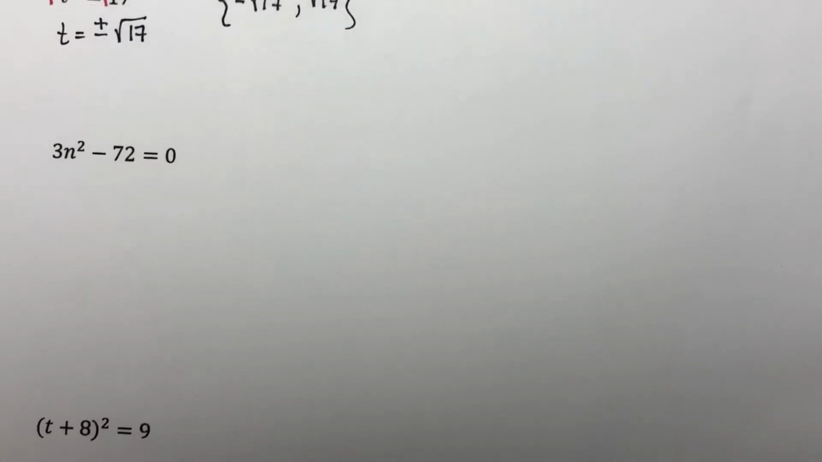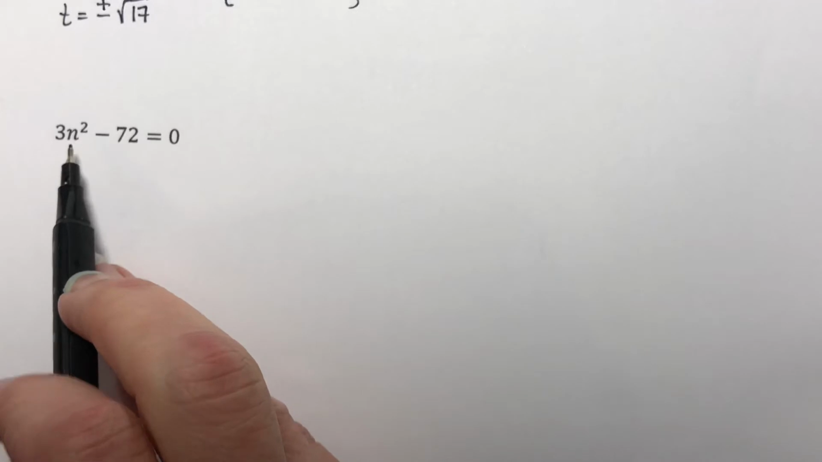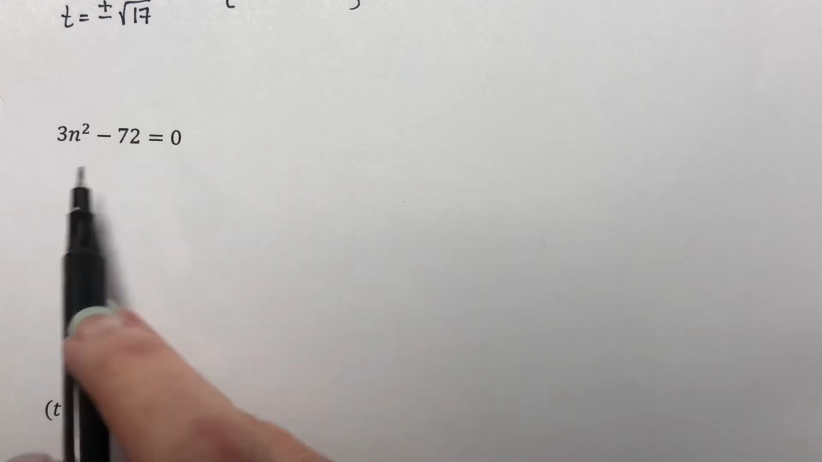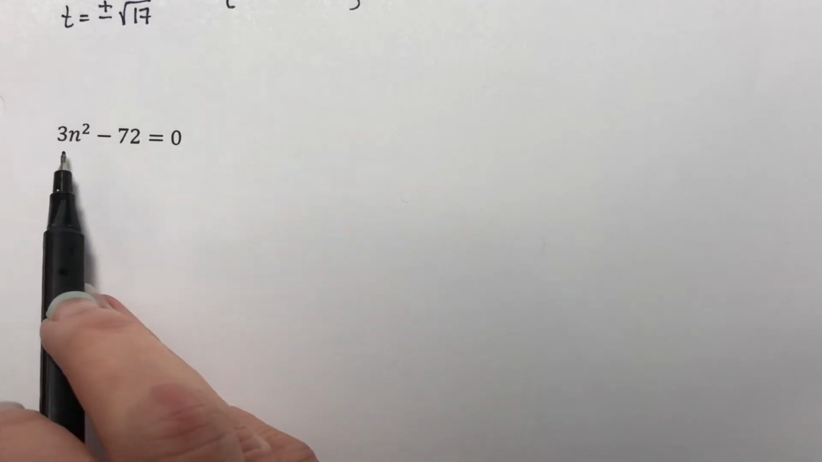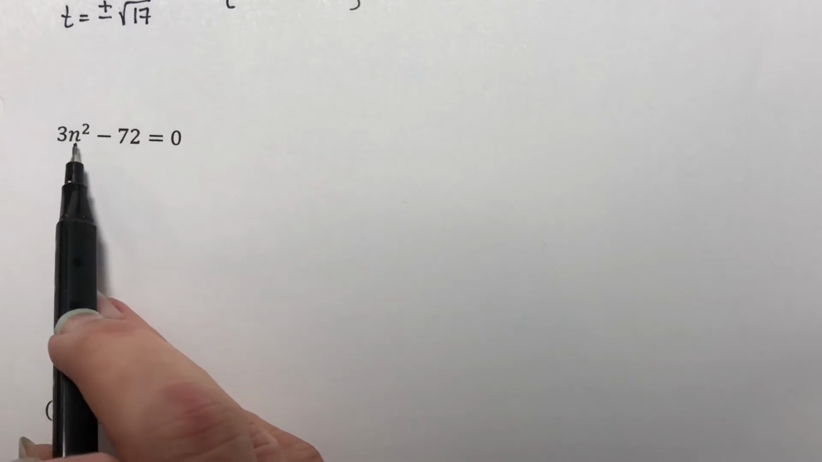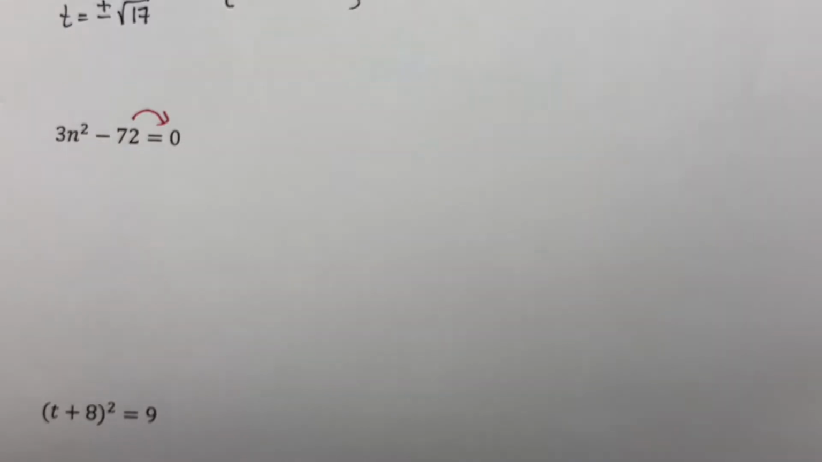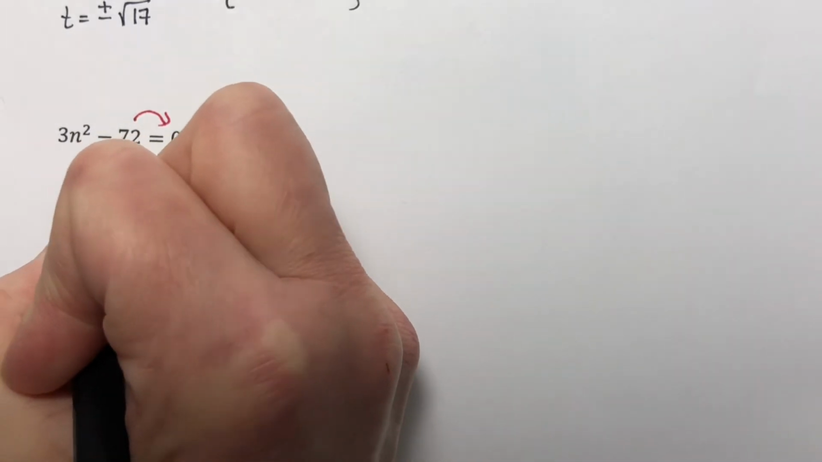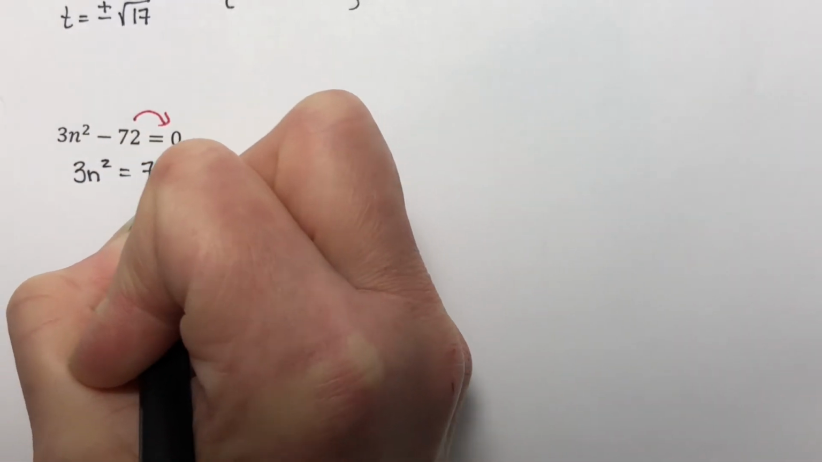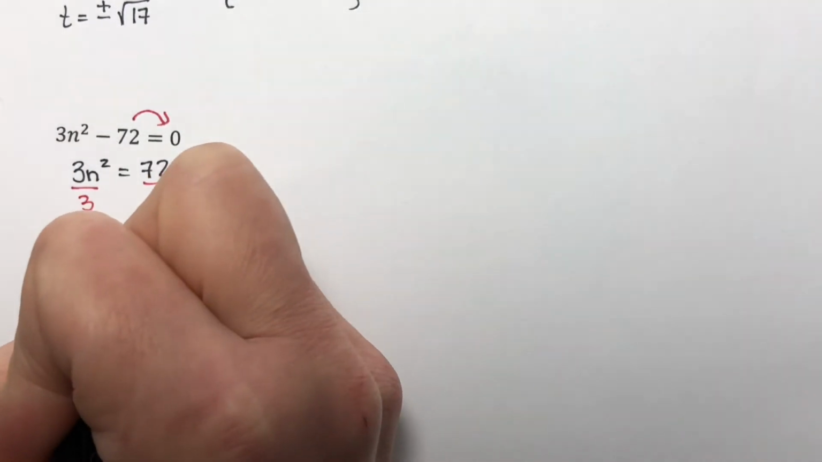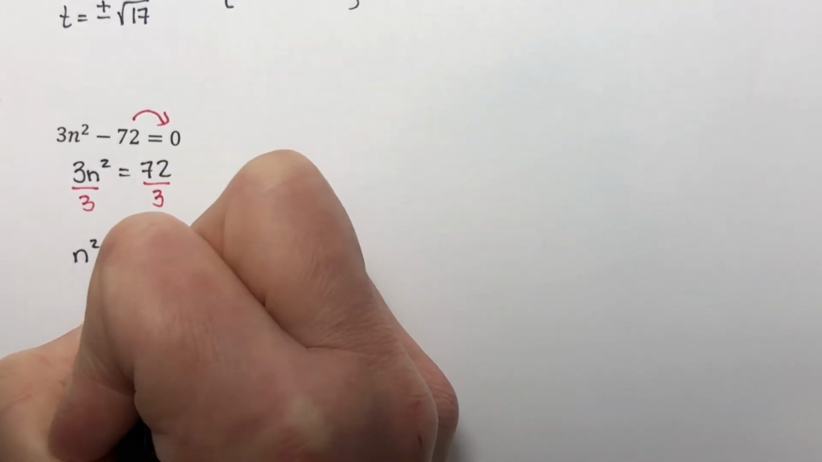Okay? So let's try 3n squared minus 72 is equal to 0. Now, what we're looking for here, I do not have something squared equal to a number, but it won't be difficult to solve this for an n. I don't have any other n's in there. I can solve it for an n squared. So to do that, we're going to add 72 to both sides. 3n squared is equal to 72. Now let's divide both sides by a 3. And we get n squared is equal to 24.